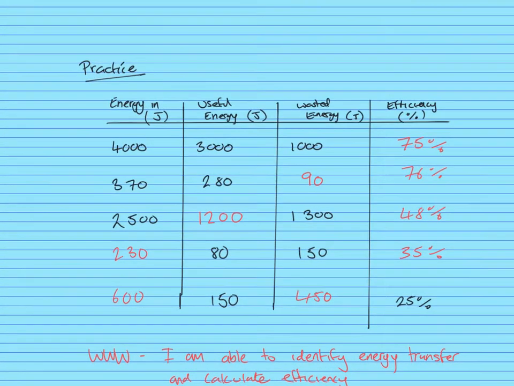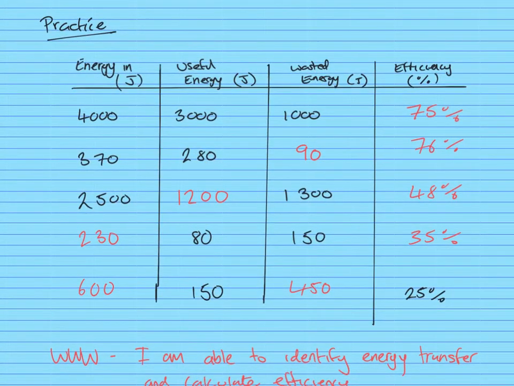So I've got the answers here, so just run you through it quickly. 3,000 useful, 4,000 total. It was 3,000 over 4,000, or 3 over 4, which is 75% efficient. I had a wasted energy here, but I could have done that without the wasted energy because it was just 280 divided by 370 is going to give me 76%, and then I worked out the wasted energy because I subtracted 280 from 370. So 370 minus 280 is going to give me 90. But like I said, I didn't need it to work this bit out.